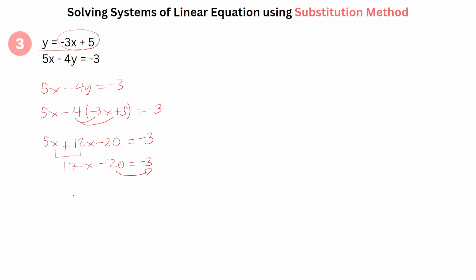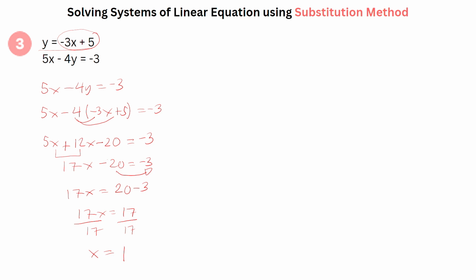So this will become now 17x is equal to 20 will become positive 20 and then minus 3. So 17x is equal to 17. So what do we do again? Divide both sides by 17. So x is equal to 1.